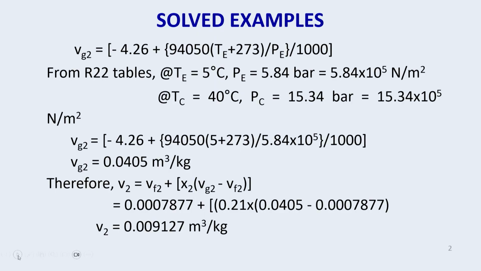So, in the previous lecture, we had calculated up to this point, that is the specific volume using the formula Vf2 plus x into Vfg2. Vfg2 is the difference between Vg2 and Vf2. So, this is 0.009127. So, we have stopped at this point.